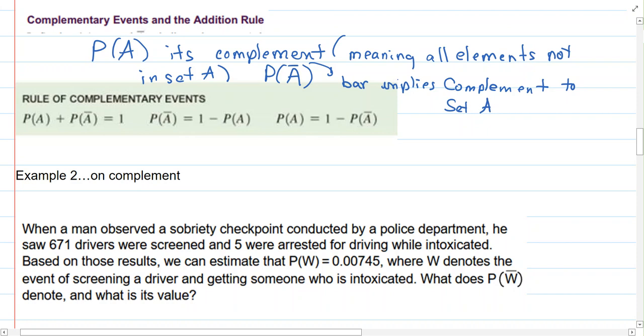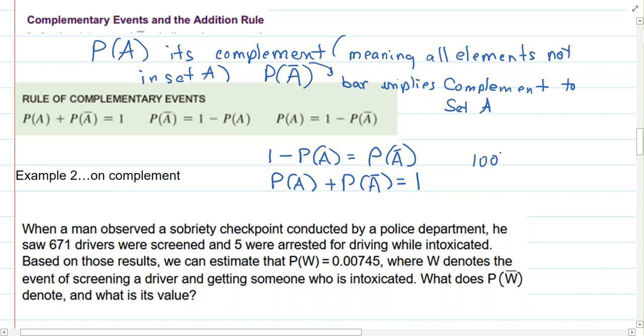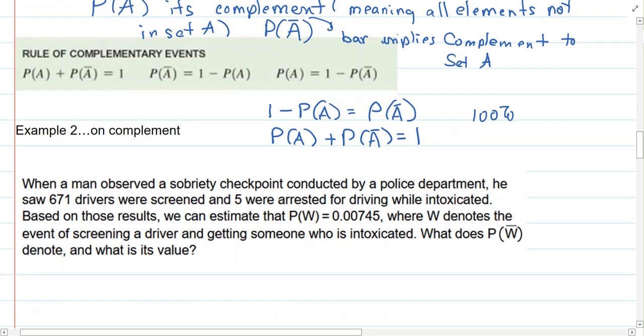All right. Now, what we do know is that if I do 1 minus the probability of A, I end up with the probability of A naught. Because if I add the probability of A plus the probability of A naught, I get 1 or 100% of all of the probability involved in this exercise. So we're going to have an example on complement.